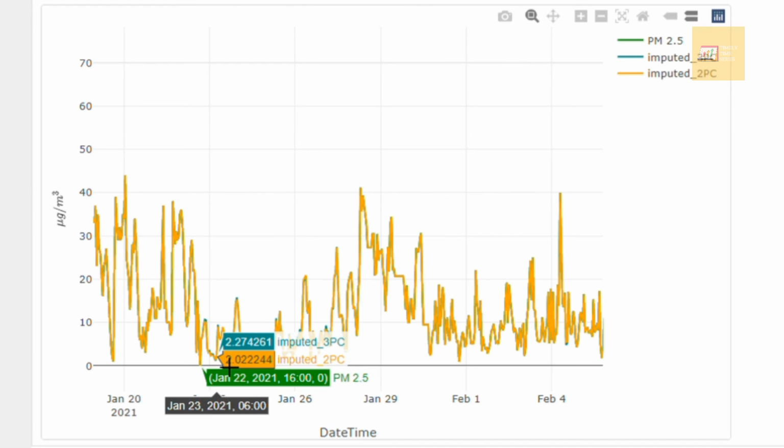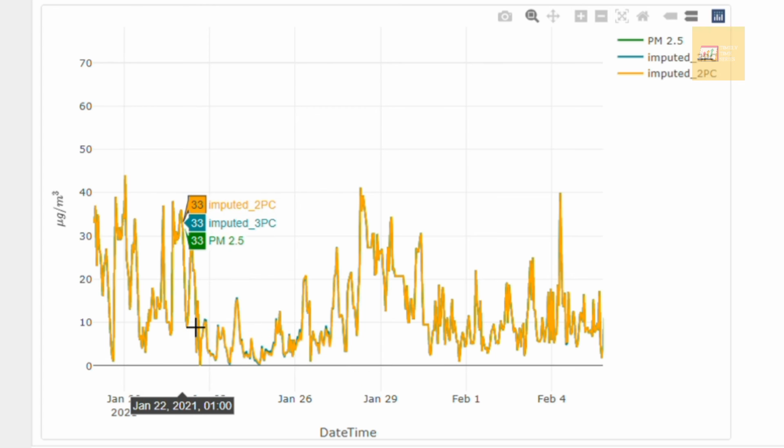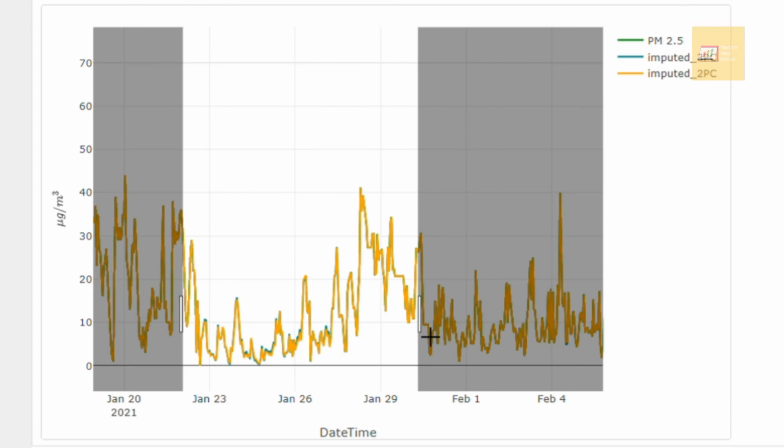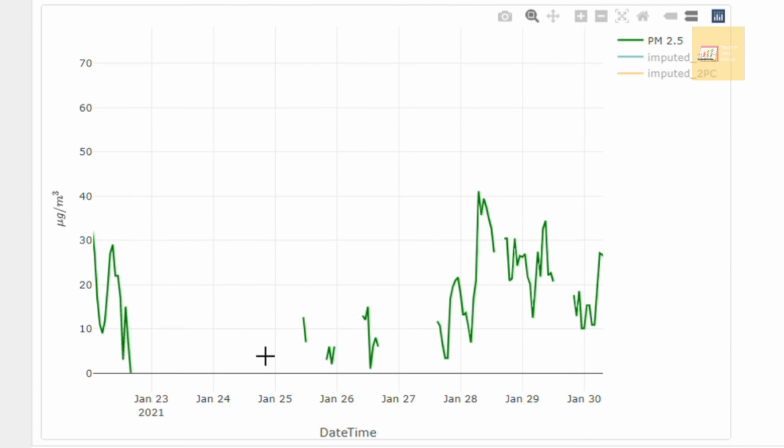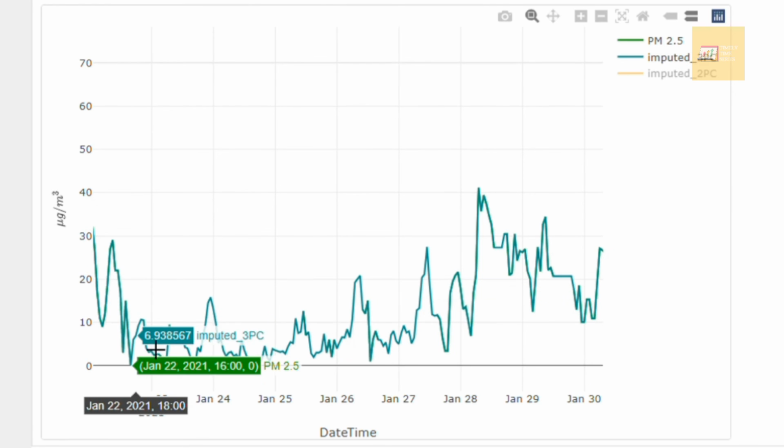Okay, now let's see here. This one is January 23 at 6 a.m. Look at the green box there. It doesn't move along with the blue and the yellow boxes. So this is telling us that this is where the imputation happens. Okay, maybe we should enlarge. So this is the missing period. And if we impute it using 3 principal components, this is what we get.